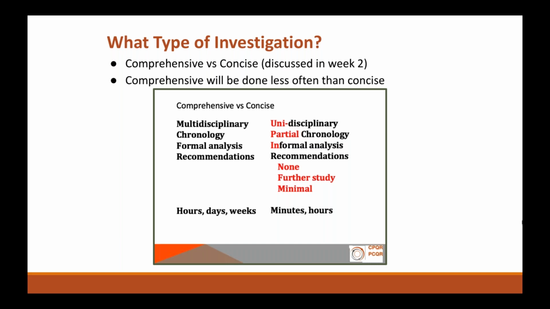Comprehensive is multidisciplinary. It involves a full chronology, a formal analysis, formal recommendations, and it can take anywhere from hours to weeks to conduct. Whereas a concise investigation happens very fast. It's unidisciplinary, involves only a partial chronology, an informal analysis, and there may be recommendations or there may be not. And it only takes minutes to hours to conduct. So as you can see, concise investigations are conducted more often than comprehensive, simply due to the amount of work involved.